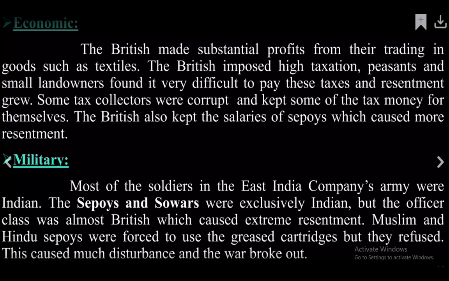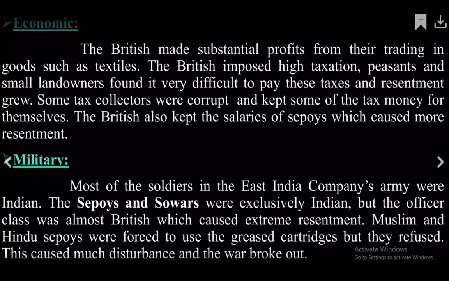Economic reasons. The British made substantial profits from their trading in goods such as textiles. The British imposed high taxation. Peasants and small landowners found it very difficult to pay these taxes and resentment grew. Some tax collectors were corrupt and kept some of the tax money for themselves. The British also cut the salaries of sepoys, which caused more resentment.